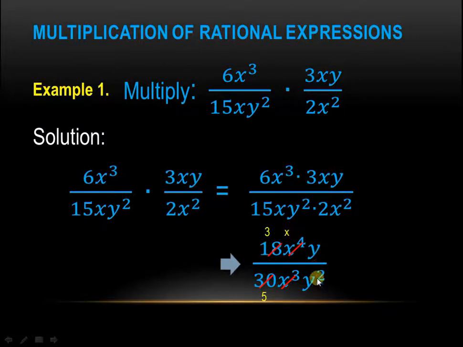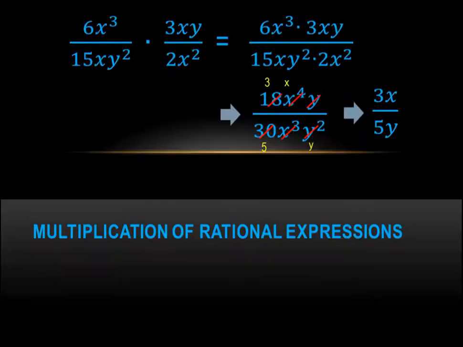What about the y? Where are we going to put the y? Here or here? If the answer is at the denominator, you are correct. The y will be placed at the denominator. So 2 minus 1 gives us 1y. Therefore, our final answer is 3x all over 5y. Let's move on to our next example.